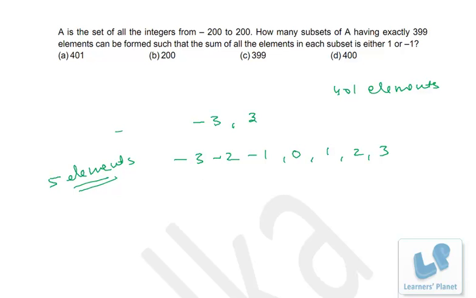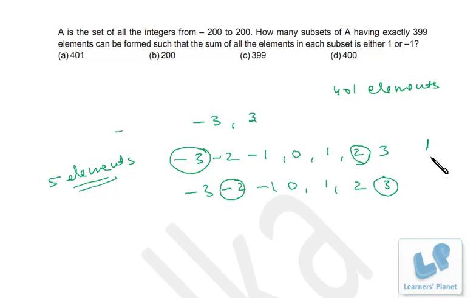If I drop off 2 numbers, suppose minus 3 and 2, right? So the remaining numbers will produce the sum as either 1 or minus 1. You can very well calculate it: minus 1, 1 is cancelled, 3 minus 2, 1 is left, right? Or if I drop 3 and minus 2, the remaining numbers will give the sum as minus 1. Here it is sum 1 and here it is sum minus 1, right?